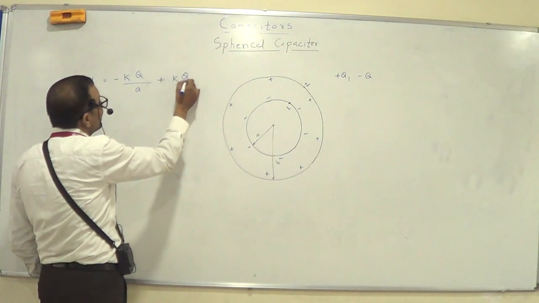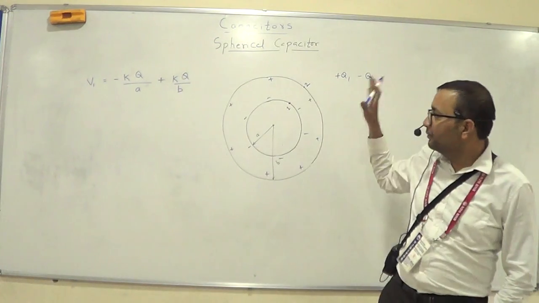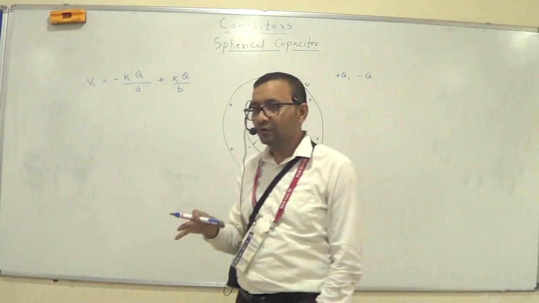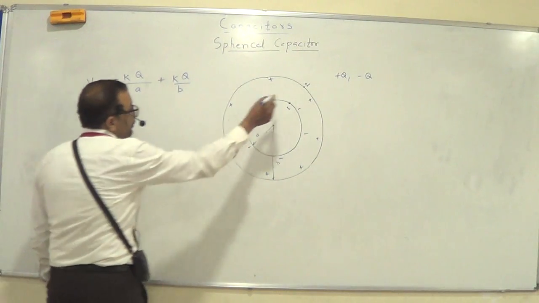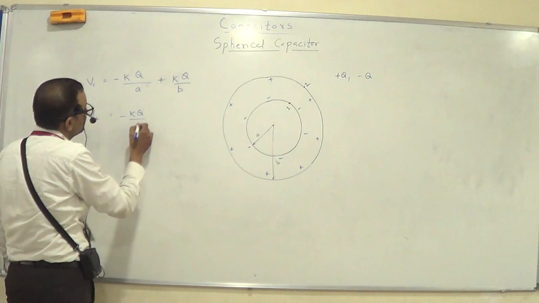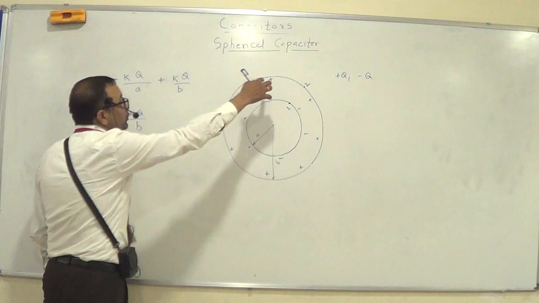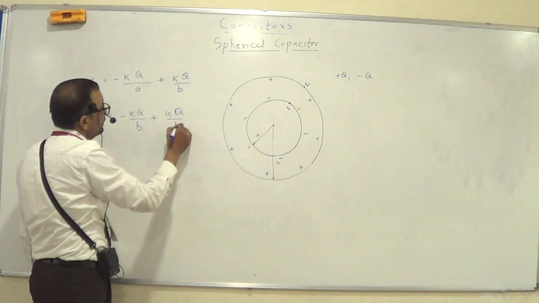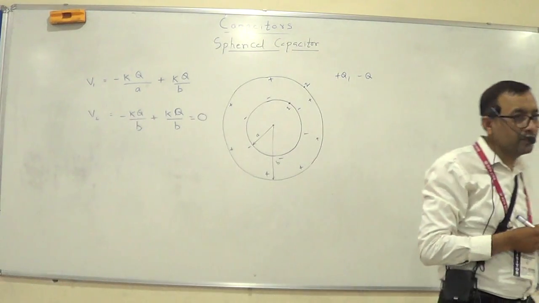Where does B minus A come from? B only. Anywhere inside, the potential will be the same, if you are talking about a point inside a hollow sphere. Okay? This is V1. V2 is what? Potential over here, because of this negative charge, is minus KQ by B. And due to the positive charge at point 2, KQ by B. So this is 0. Potential of the outer sphere is 0.